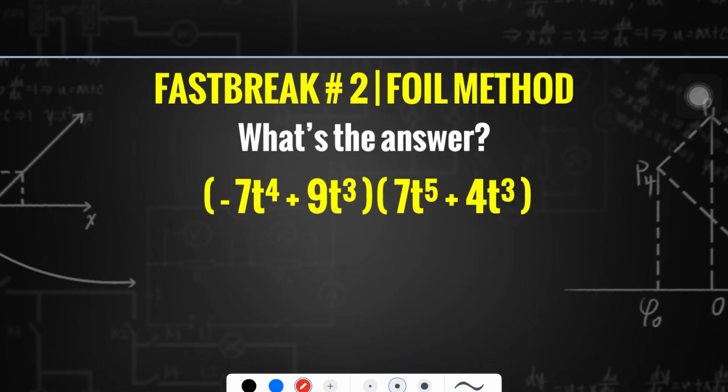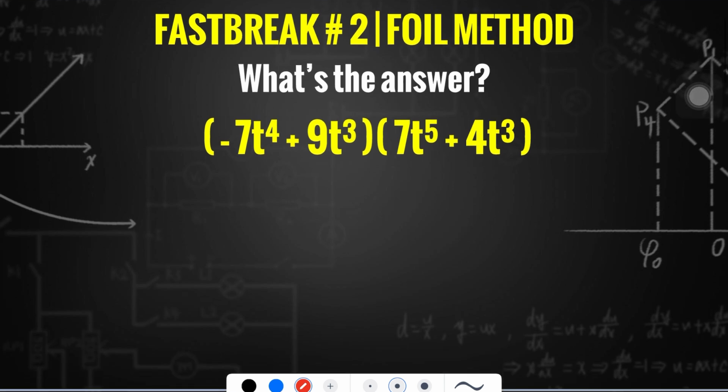Okay, fast break number 2 from the previous topic, FOIL method, okay? It's a way of multiplying binomials using the first terms, outer, inner, and last terms. For this fast break number 2, we have the quantity of negative 7t raised to 4 plus 9t raised to 3 times the quantity of 7t raised to 5 plus 4t raised to 3. Okay, so let's start. So let's multiply the first terms.